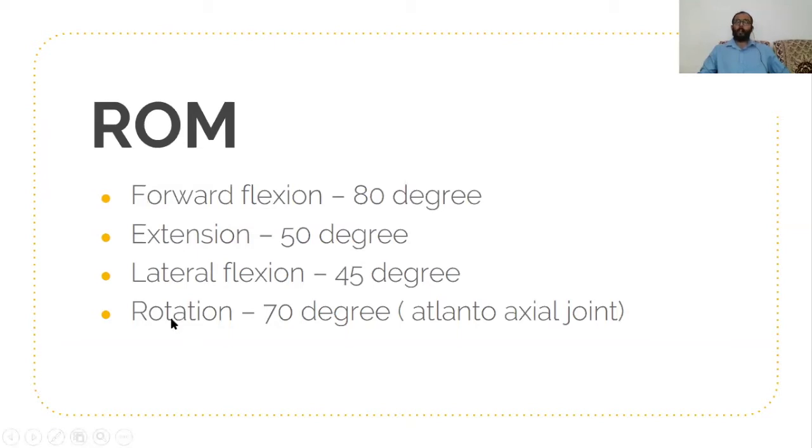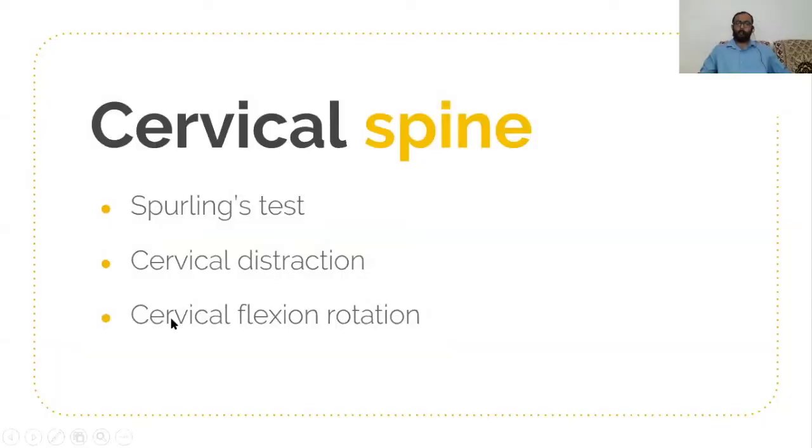Lateral flexion and cervical rotation is limited in cervical spondylosis. It is the early clinical finding of cervical spondylosis. Coming to the clinical examination of cervical spine, it includes mainly Sperling's test, cervical distraction test, and cervical flexion rotation test.